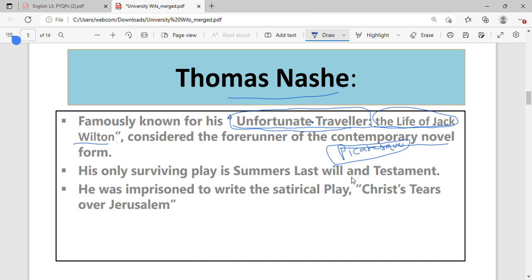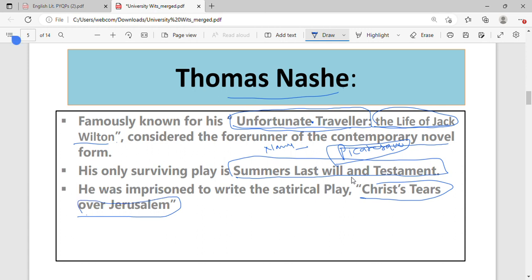Now the second point here is that his only play that we have today, this is a novel, or you can call it a prose work. It was not a complete novel, that's why it is called a forerunner. It was just the beginning of novel writing. So his play is A Summer's Last Will and Testament. That's the play written by Thomas Nash at that time, and this is the only surviving play we have today. He was imprisoned for writing the satirical work called Christ's Tears over Jerusalem. It was a religious tract, where you're writing about religion, and for that he was imprisoned.